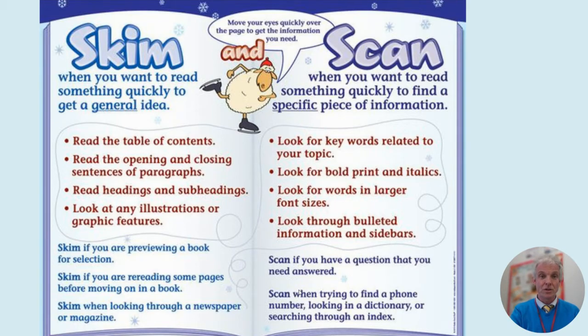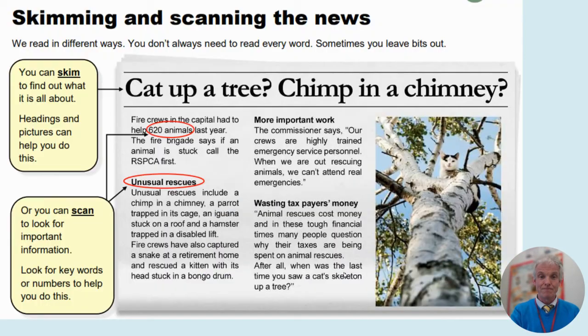Let's just look at a quick example. So here's a bit of a newspaper report. You can skim and scan this. So for skimming, cat up a tree, chimp in a chimney. There's your headline. Think, well, something to do with animals maybe. Then look at subheadings, unusual rescues, more important work. So just from that, you can work out this is to do with unusual animal rescues. That's your skimming.